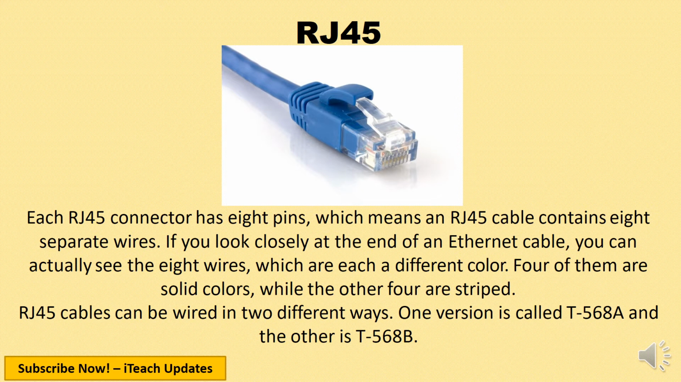Each RJ45 connector has 8 pins, which means an RJ45 cable contains 8 separate wires. If you look closely at the end of an Ethernet cable, you can actually see the 8 wires, which are each a different color. 4 of them are solid colors, while the other 4 are striped. RJ45 cables can be wired in 2 different ways. One version is called T568A and the other is T568B.